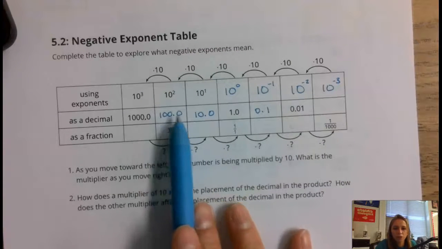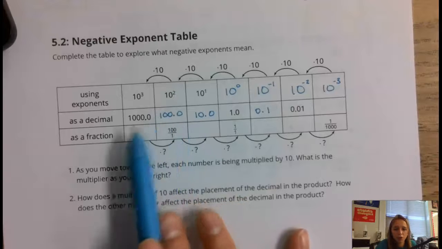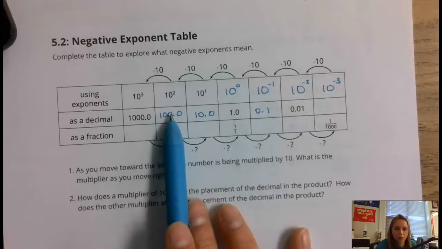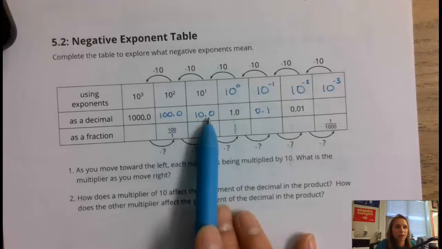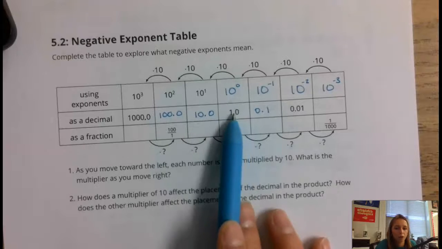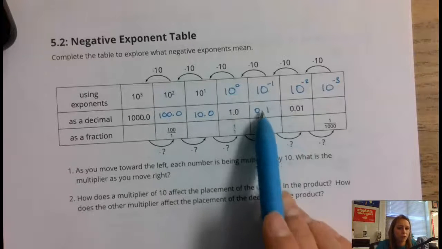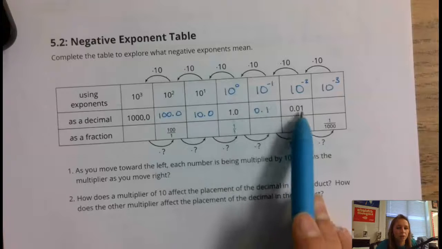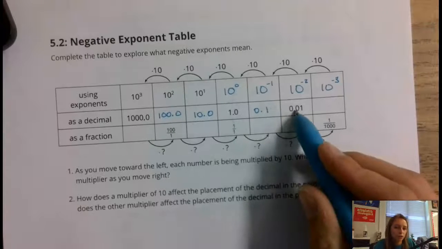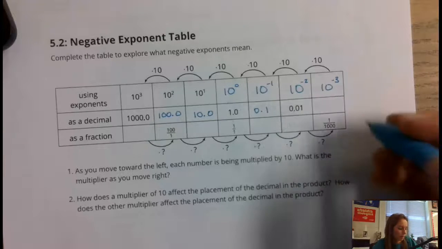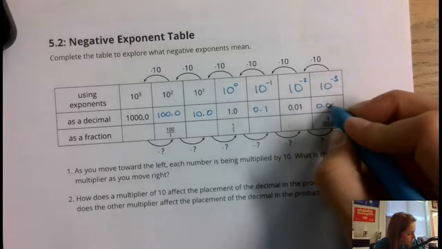Now let's see, do we notice a pattern here? The decimal moves a spot each time. So we move 1 and now we're at 100. We move 1, now we're at 10. Move 1, now we're at 1. Move again, and now we're at a decimal. So if we move it 1 again, now we have 0.01. So we can just assume we move the decimal again and we'd have 0.001.